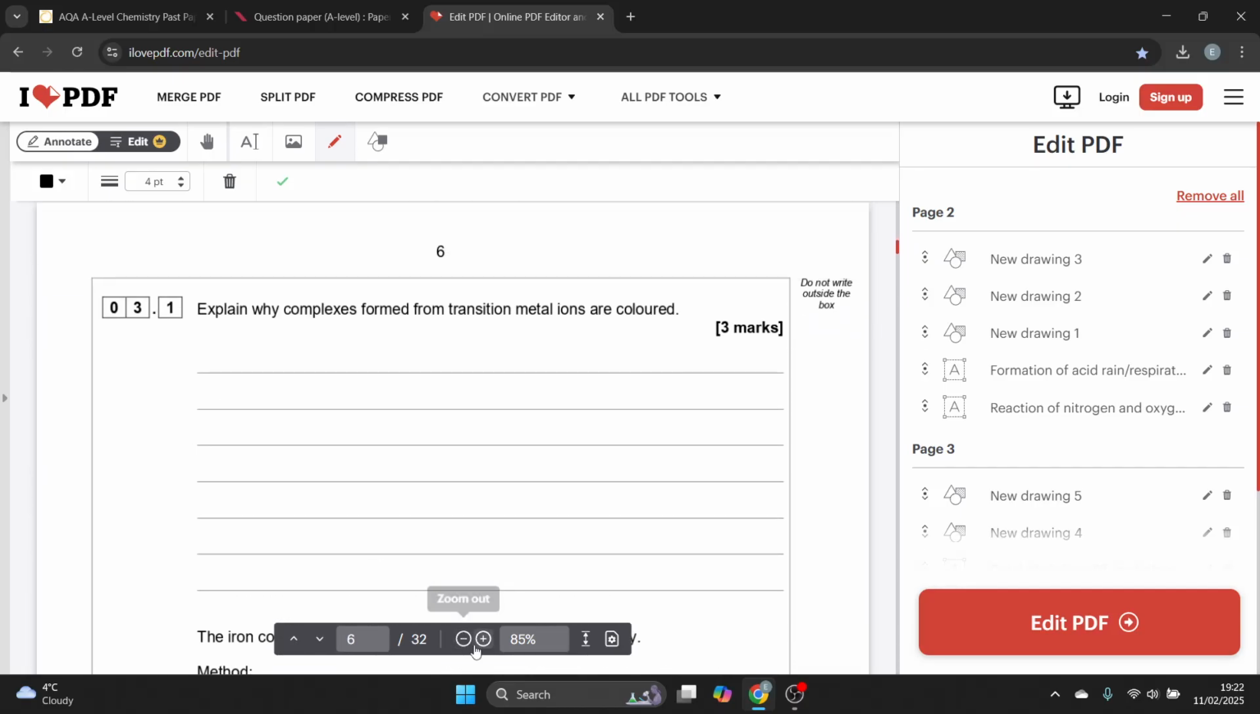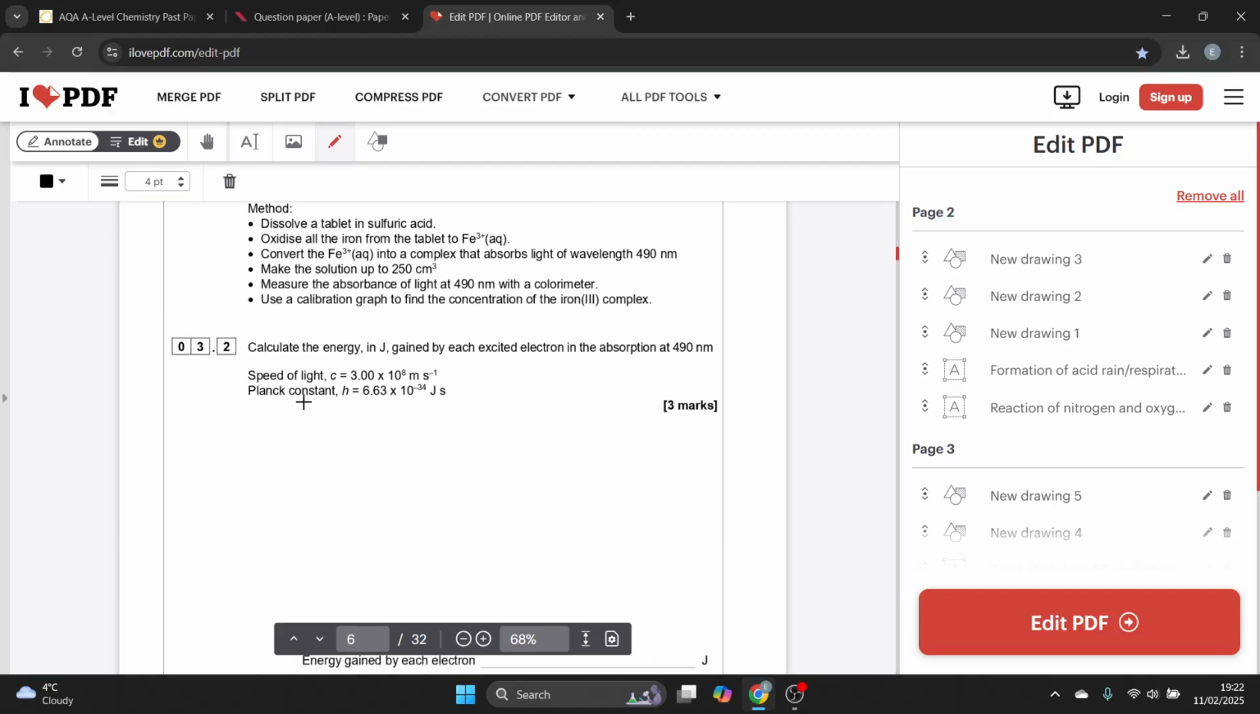Explain why complexes formed from transition metal ions are coloured. Haven't been through that. I really want to go through this one because I think I know the equation, but I haven't also gone through that. You know what? It is 3 marks though, so maybe it's not as simple as I expect it to be. Let's try it. So I just need to get the equation back up. This is obviously the transition metals.